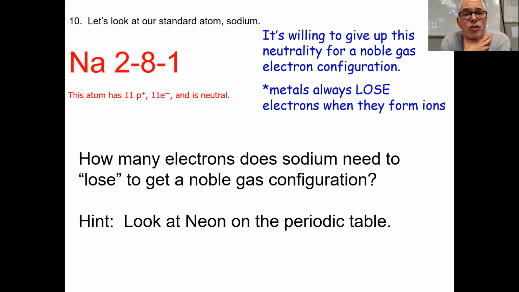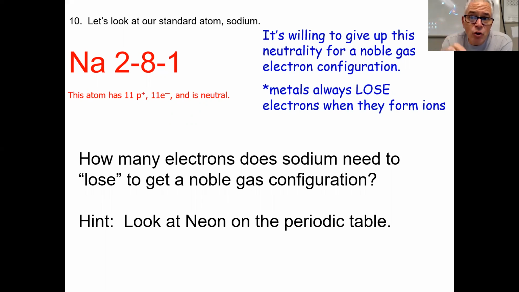All right, a standard issue sodium atom, 2-8-1, has 11 protons, 2 plus 8 plus 1 is 11 electrons, and it's neutral. Now, as a metal, it's willing to give up its neutrality in order to become an ion so that it can bond to a nonmetal. How many electrons does sodium need to lose? This is a bit of a review already, but I'm going to knock it into your head to make sure you understand. Let's look at neon.